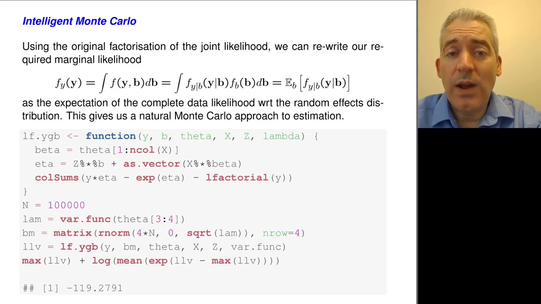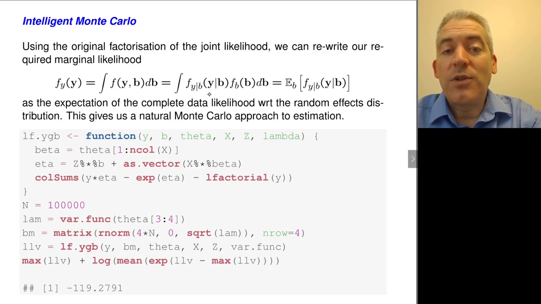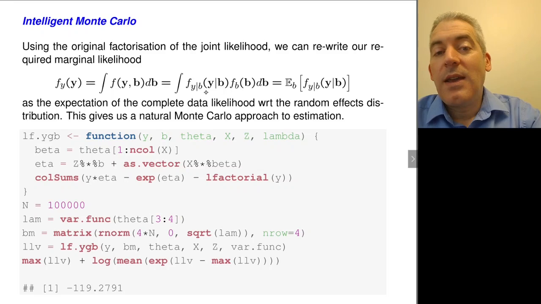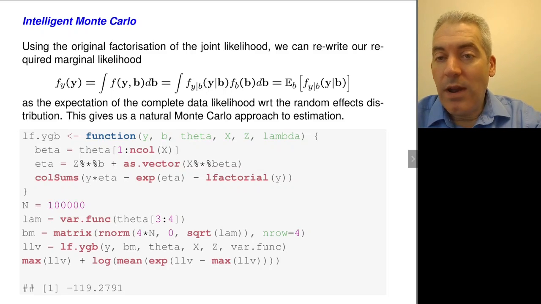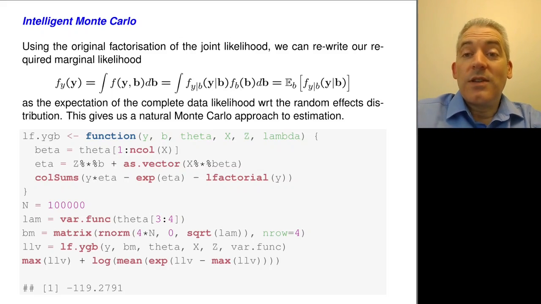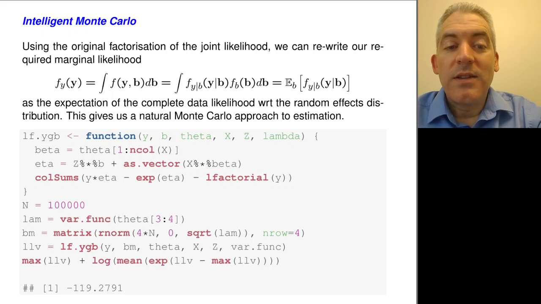It often works well when your posterior for your random effects is reasonably consistent with a prior, or the likelihood for the random effects is consistent with your random effects distribution.